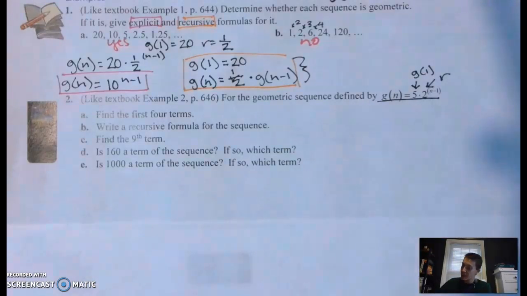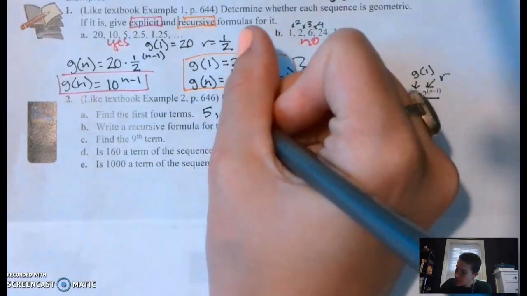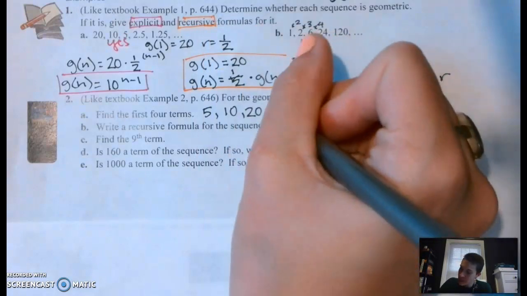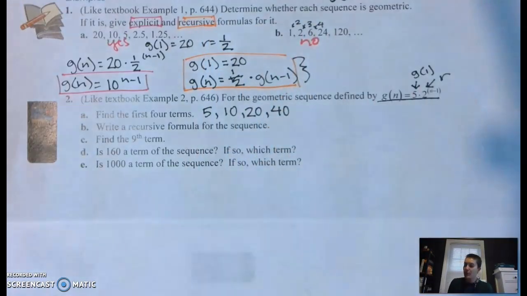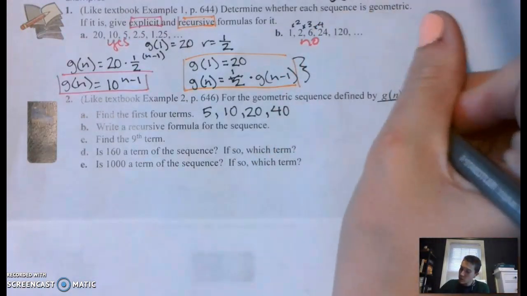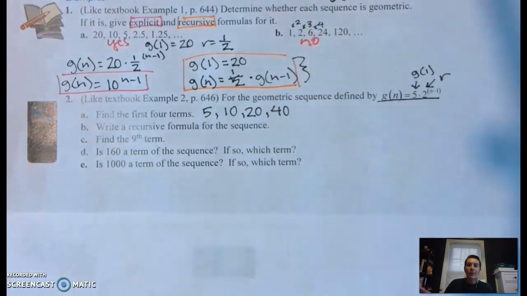So that means to find our first 4 terms, we take 5, multiply by 2 to get 10, multiply by 2 to get 20, multiply by 2 to get 40. Again, you could have done this the long way by substituting n equals 1, 2, 3, and 4 into this formula. You would have gotten the same answer. Press pause, verify that for yourself if you need to. We're going to keep going.